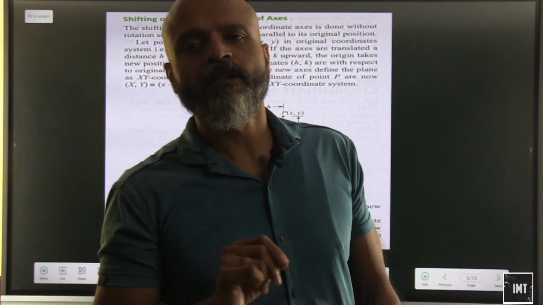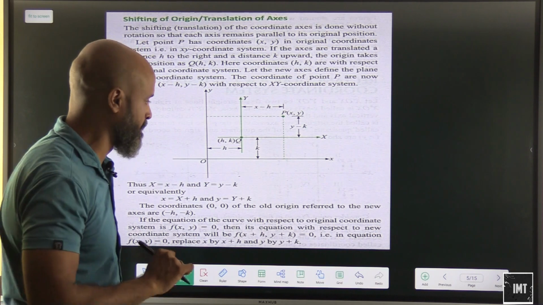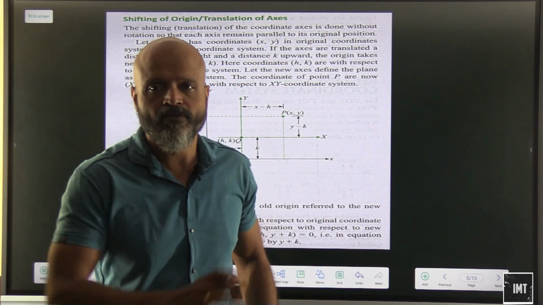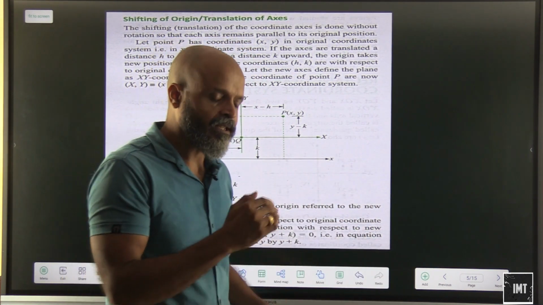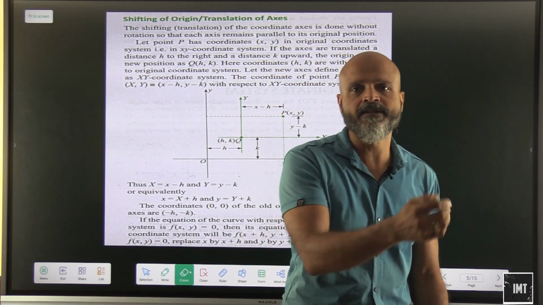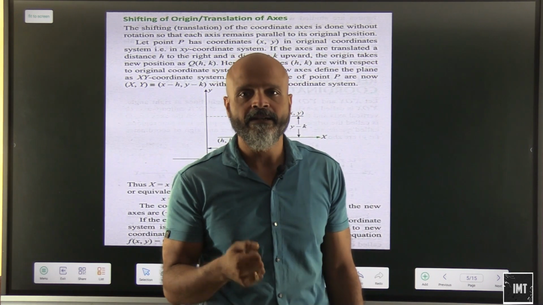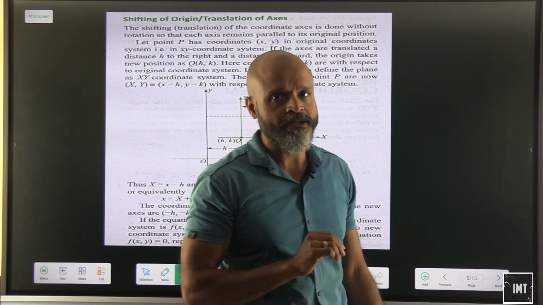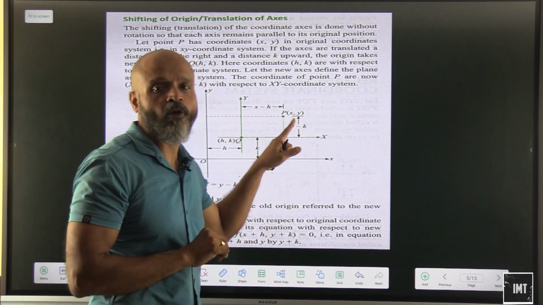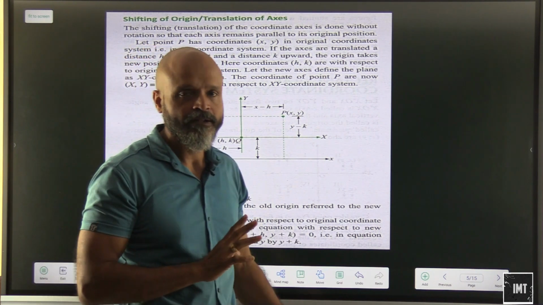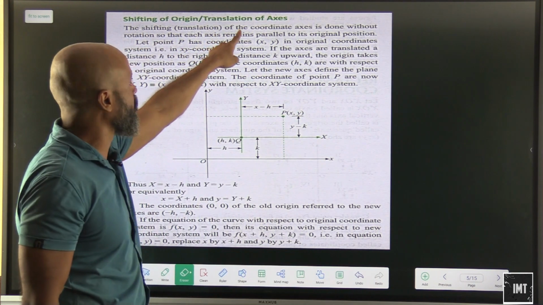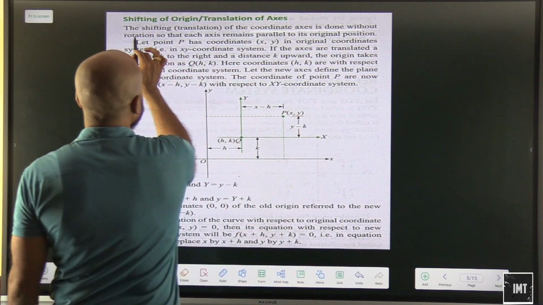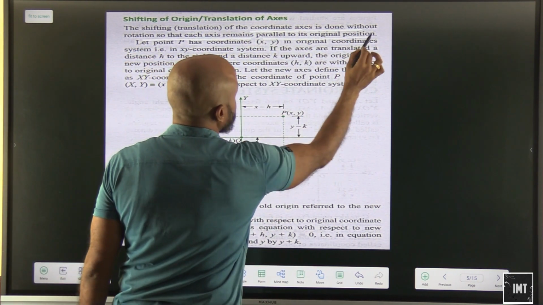So in this one we are going to talk about shifting of points. Shifting of points basically means, in the previous slide we saw how the coordinates change when we shift a point towards the left or right, or upwards or downwards. In this one we are specifically going to talk about shifting the origin. This shifting or translation of the coordinate axis is done without rotation, so that each axis remains parallel to its original.